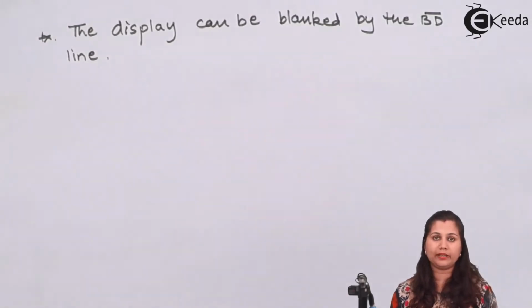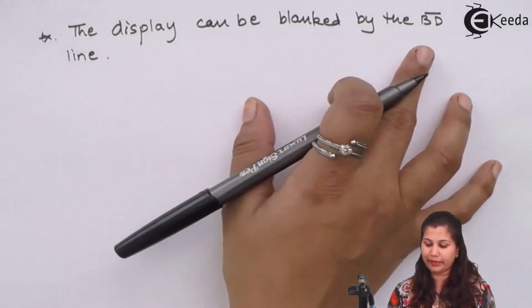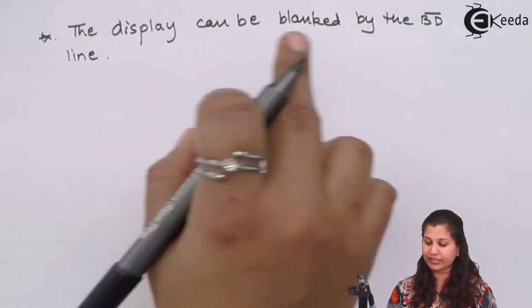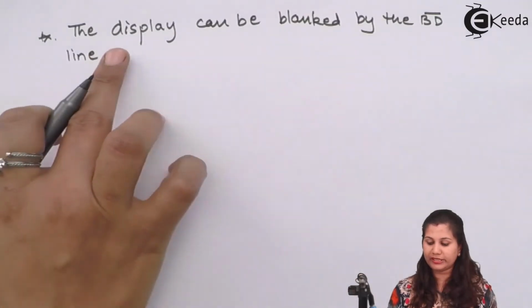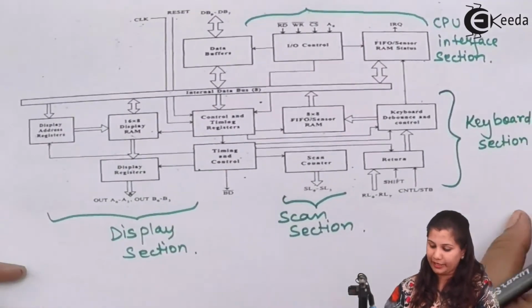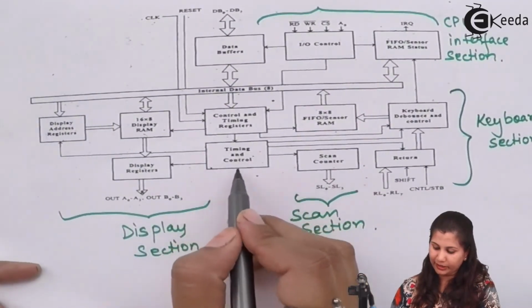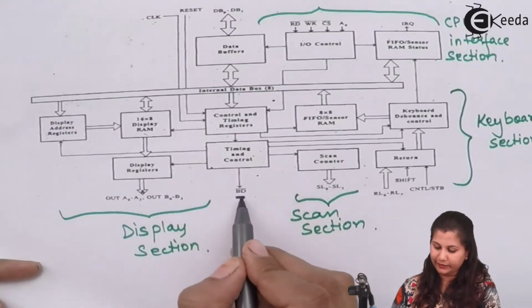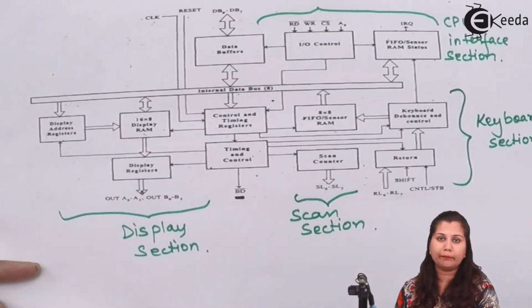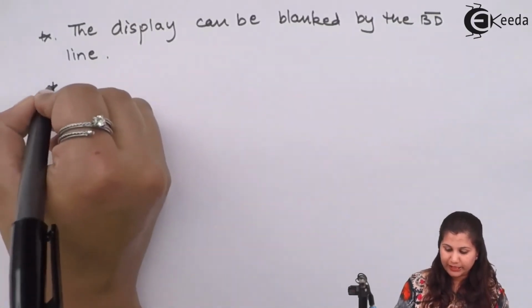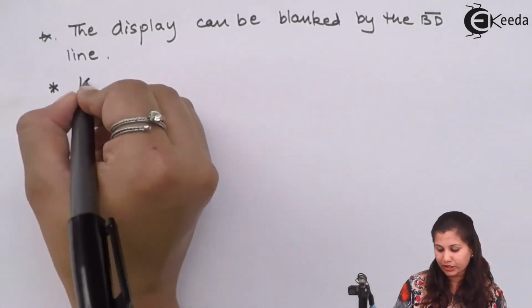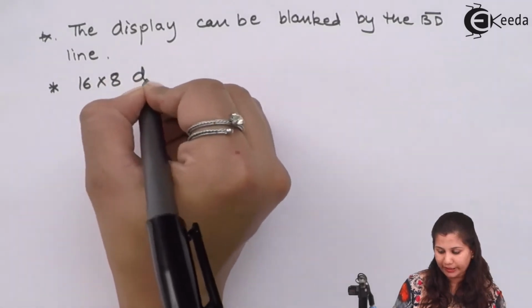Now the display of the devices can be blanked by the blank display line, which is an active low line. So if its value is 0, then the display will be blank. Here you can see that the timing and control unit has the signal BD bar, which is the blank display signal. Now this display section also consists of a 16 into 8 display RAM.